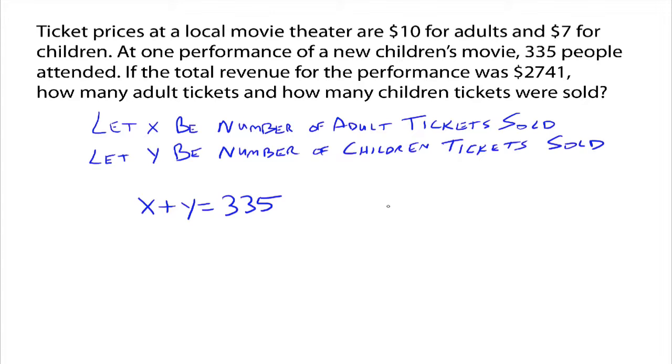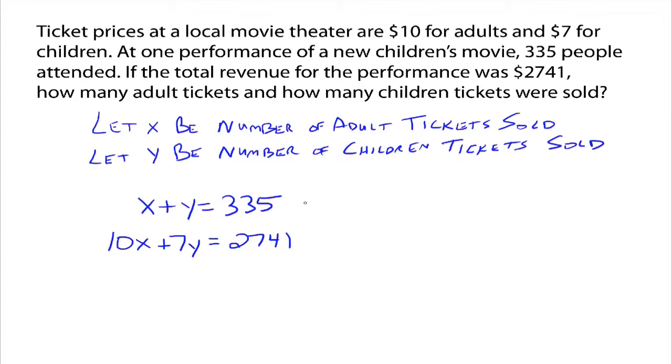Now we bring in the dollar amount. The first equation is the total number, and the second equation is going to involve the money. If it's $10 for adults and $7 for children, then we've got 10x, the total money brought in by the adults, plus 7y, the total money brought in by the children tickets sold. And we know the total revenue for the performance was $2,741.